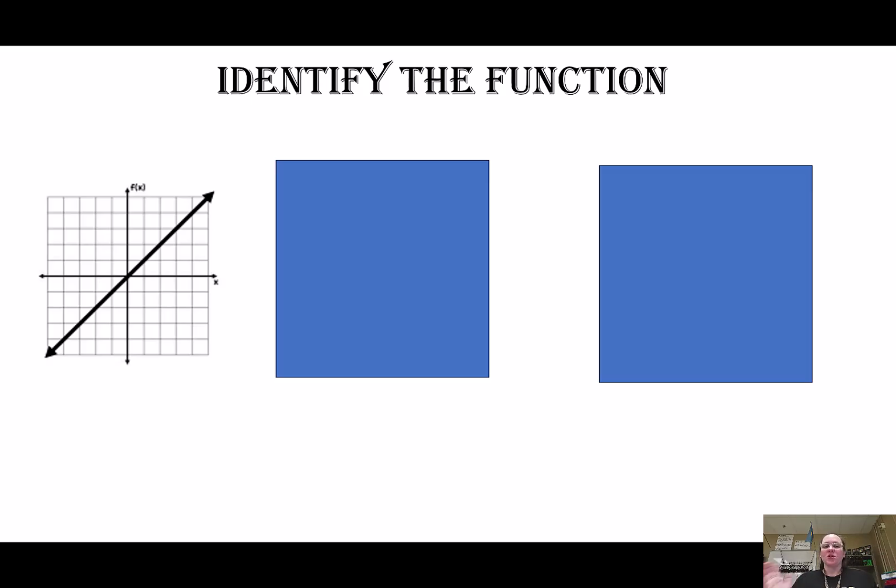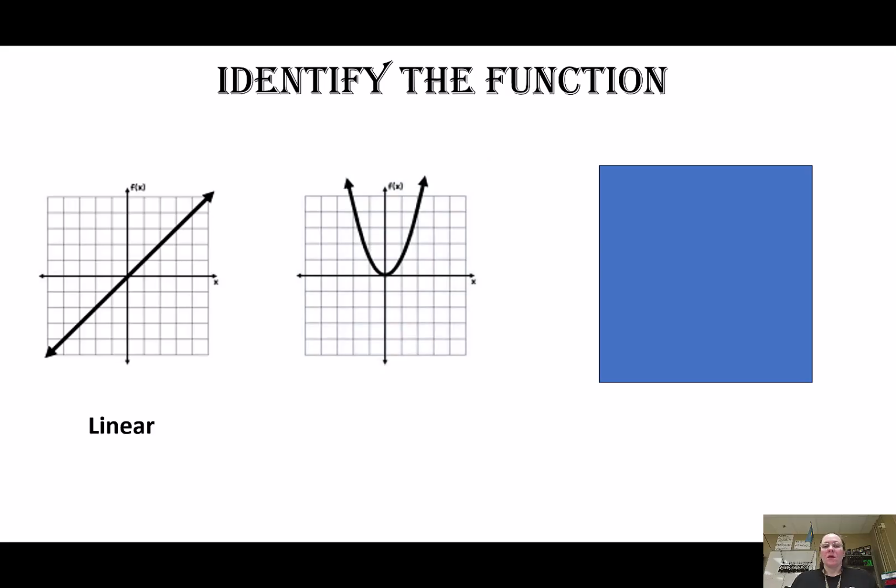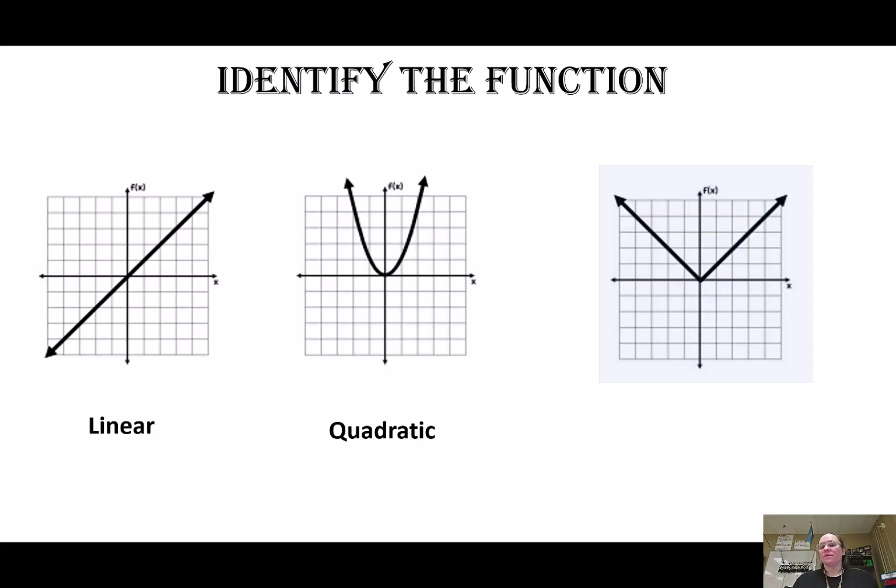All right, so let's just look at three examples here and identify their function. If I have a straight line like this, it is linear. A U-shape is our quadratic. And the V-shape is the absolute value.